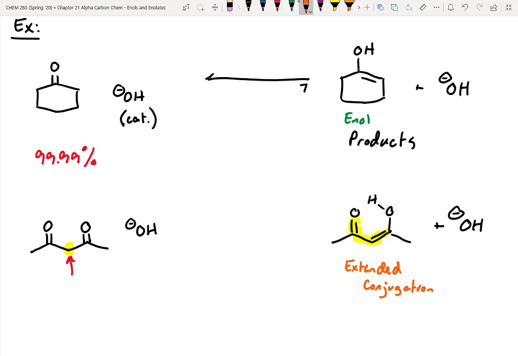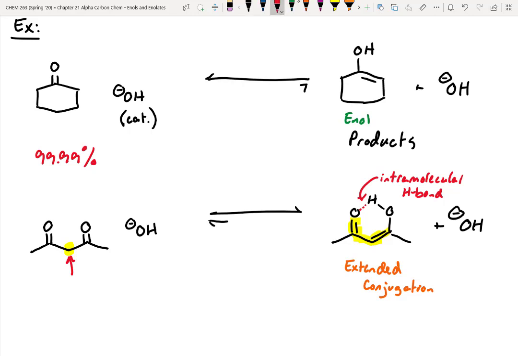So that tends to make molecules more stable. Furthermore, one cool feature of this is you can get what's called an intramolecular H bond. So in this specific example, because of the ketone we started with, we're actually going to get a lot more of this enol than the keto form.